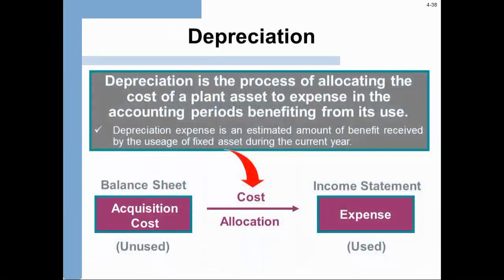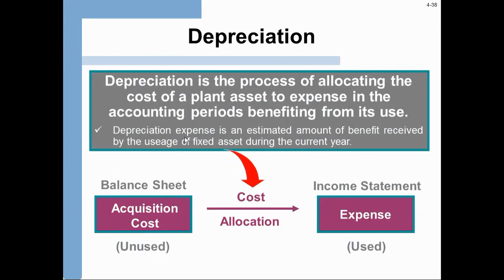Next comes depreciation. From its definition, it is very clear that depreciation is the process of allocating the cost of the plant asset to expense in the accounting period benefiting from its use. Depreciation expense is an estimated amount of benefit which we receive from the plant when we use it, and we put it in the current year's income statement.